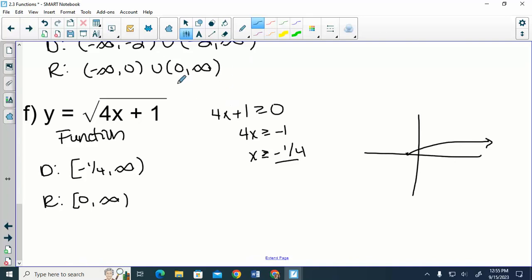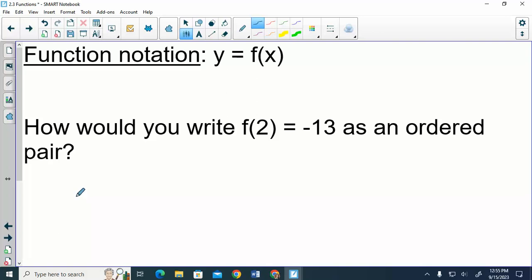So the last thing we're talking about, function notation, that's that f of x that you've seen before. Just remember, f of x represents the y value. So when you see f of 2 equals negative 13, the x is the 2, the y is negative 13, or that's saying the ordered pair is 2, negative 13. So make sure you can keep those x and y separate.